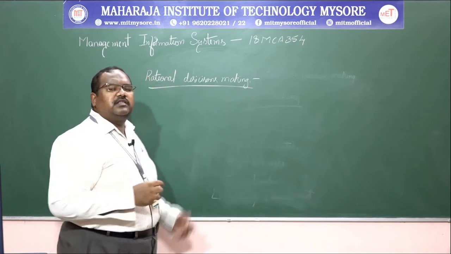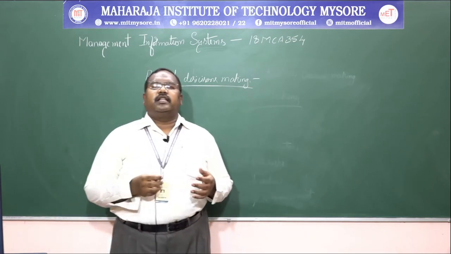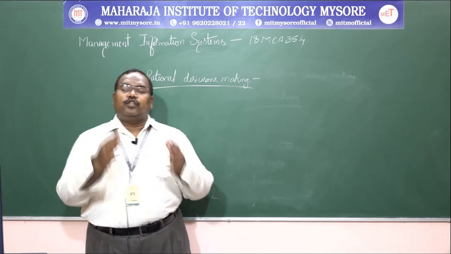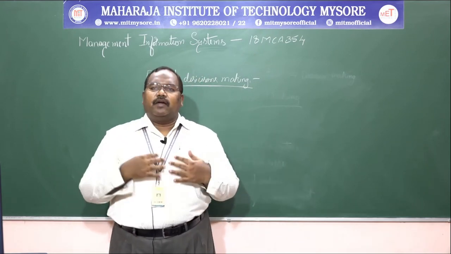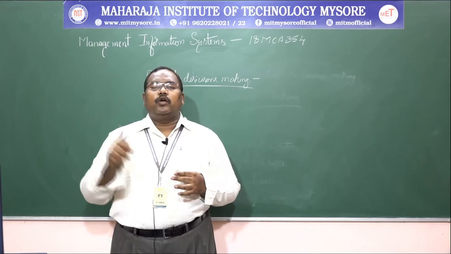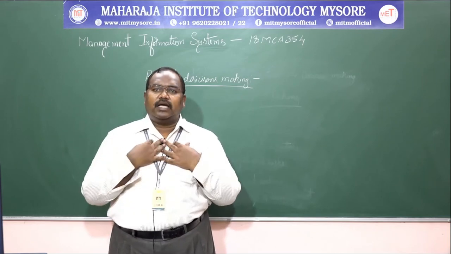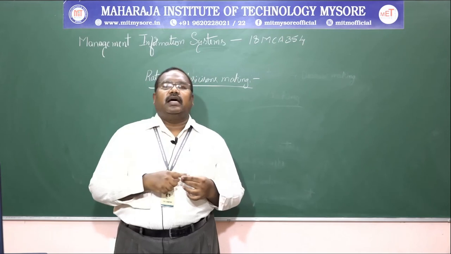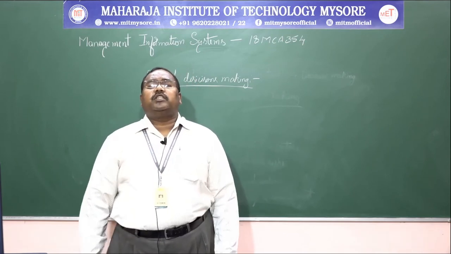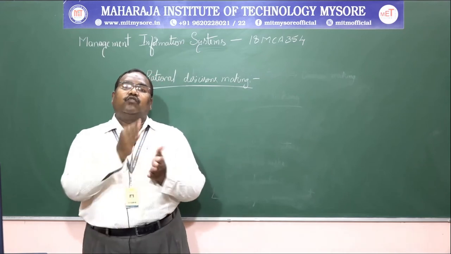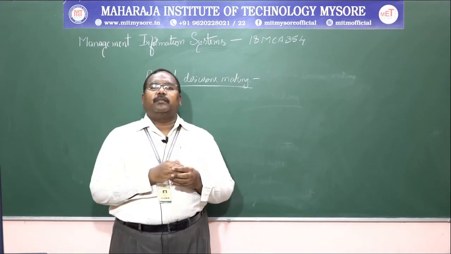When we talk about rational decision making, it is logical, and it has its own meaning: because of this, I am doing this. If I am thirsty, I drink water. Why did I drink water? Because I am thirsty. That is called rationalistic: because of the consequence, you do it, and that has to fulfill the decision that was made.